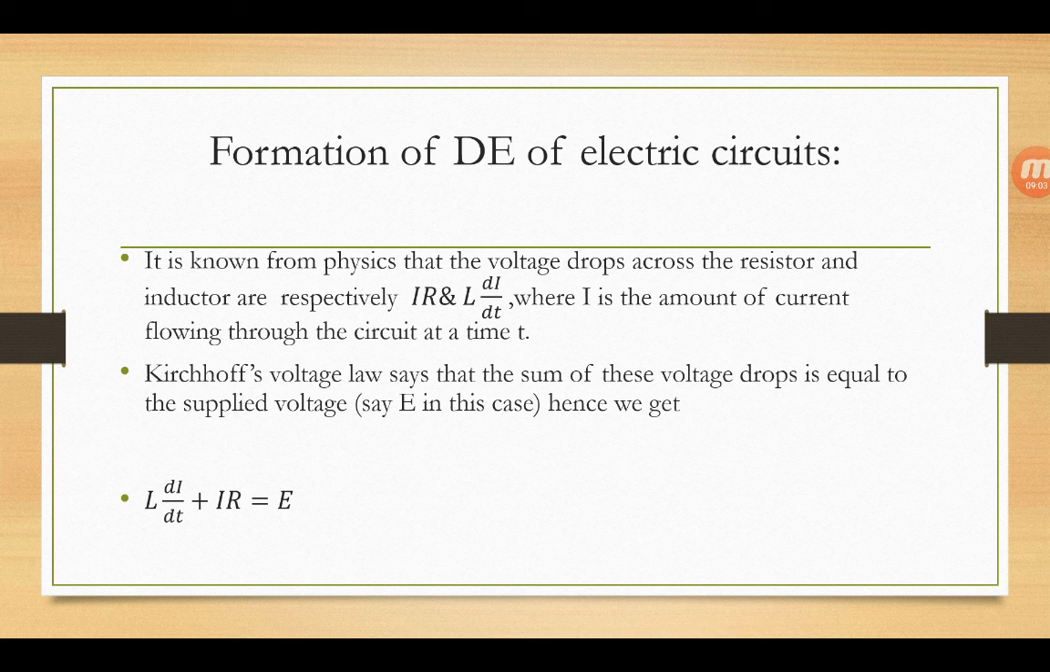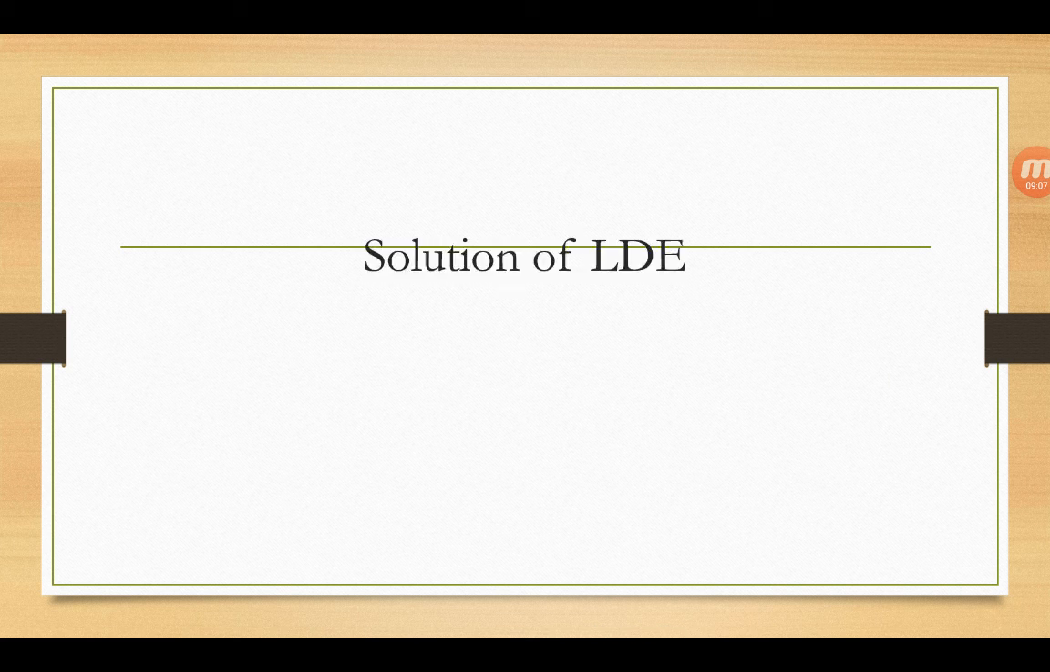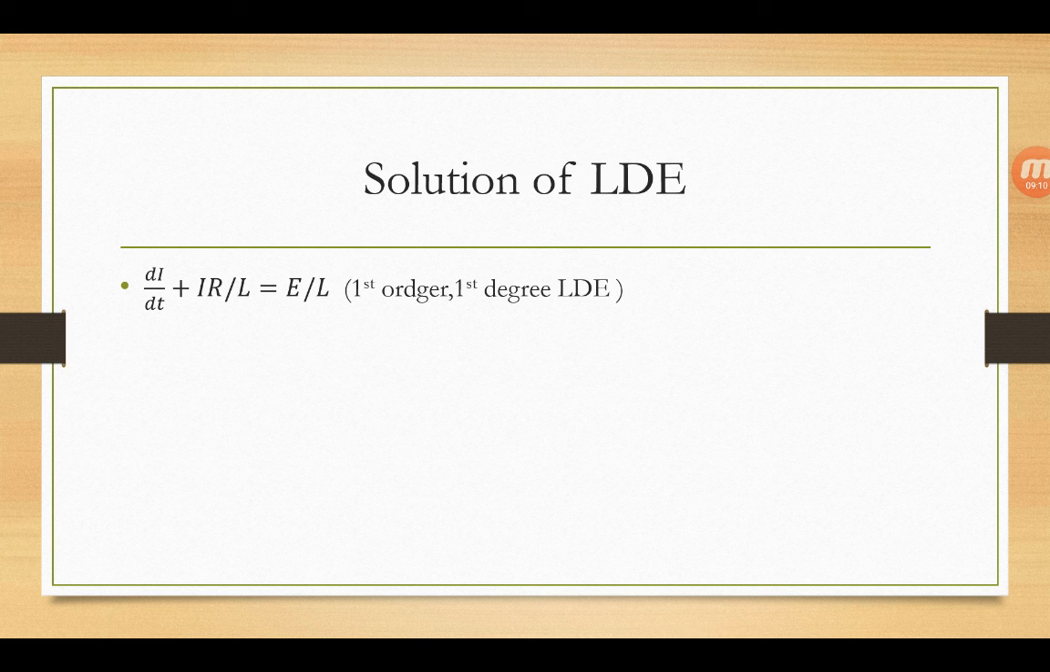You can observe we are getting a differential equation. That differential equation can be written as di by dt plus I into R divided by L is equal to E by L, which is a first order and first degree linear differential equation. And as we know the procedure to solve this kind of differential equation, we'll proceed with that.